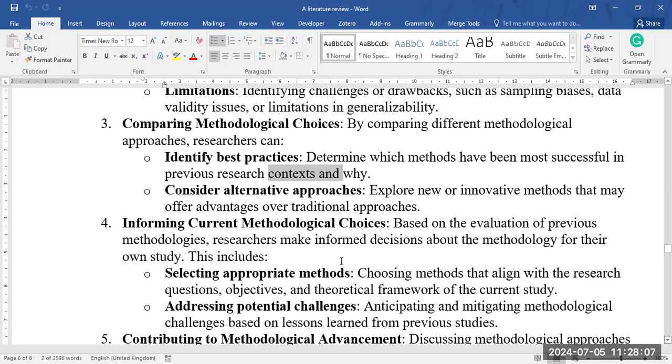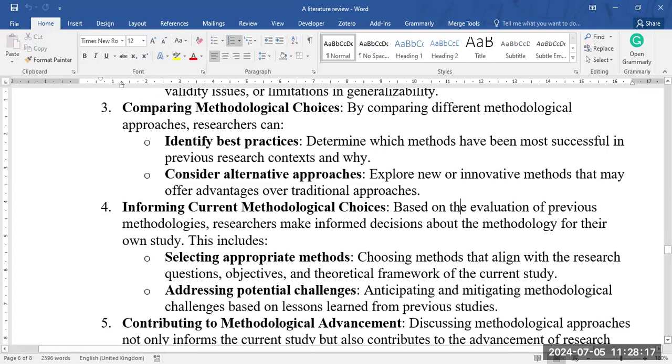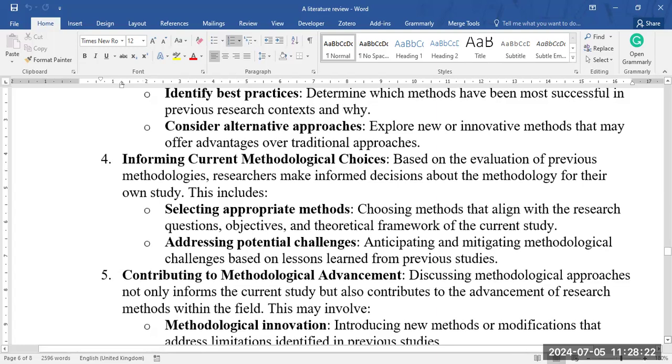So like that, consider alternative approaches, exploring new or innovative methods that may offer advantages over traditional approaches, right? New methodologies also. That's why it is normally advisable for researchers, young researchers like you, when you are reading the literature, to please pay attention to the latest literature. For example, at least within a 10 year period. It is more appropriate within a 5 year period, the last 5 years. For example, 2019, 20, 21, 22, 23, right, from 2019.